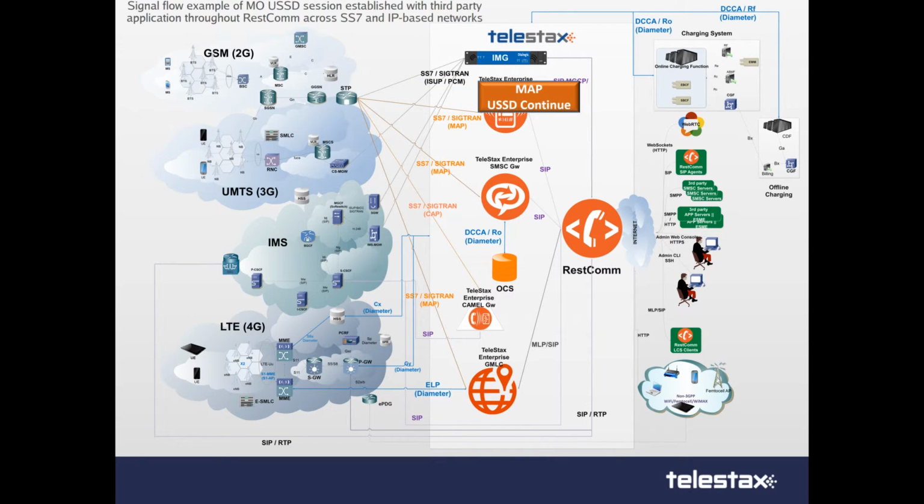Then the user replies back in a continue message. The MAP USSD continue is then translated in TelScale Enterprise USSD Gateway to a SIP INFO message directed to RESCOM. RESCOM, according to its service logic, then needs to make an HTTP POST request, for example to an online charging system, which replies back through HTTP.